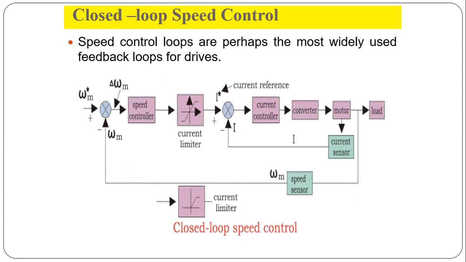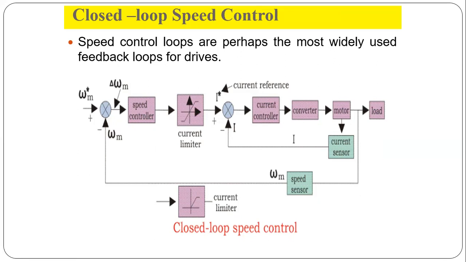Now we are going to discuss the closed loop speed control. What is meant by closed loop speed control? In that, we can control only the speed parameter. Speed control loops are perhaps the most widely used feedback loops for the electrical drive system.